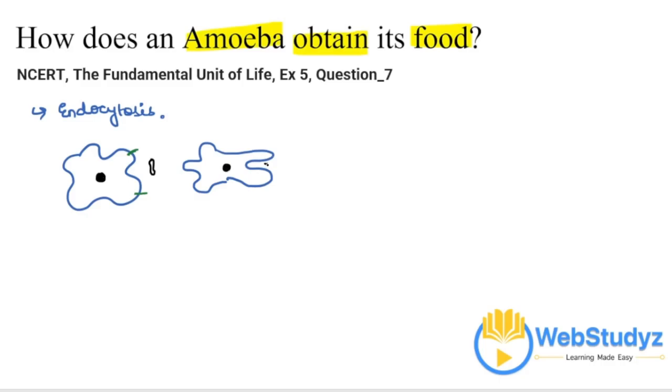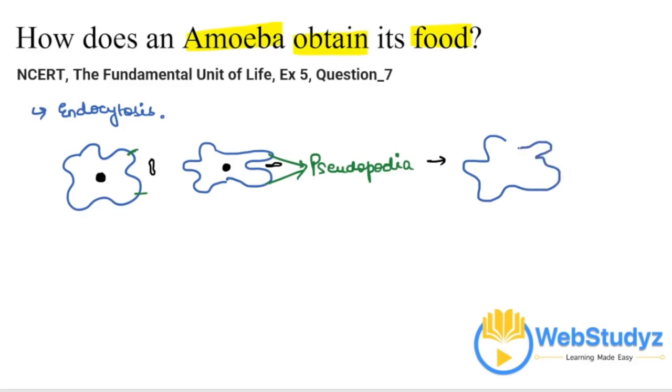So now the food particle comes here in between the cell membrane, because the cell membrane has its extension. These extensions are called pseudopodia. When the cell membrane gets extended to engulf the food, this is called pseudopodia. And ultimately the food is taken inside the amoeba in the form of a vacuole.